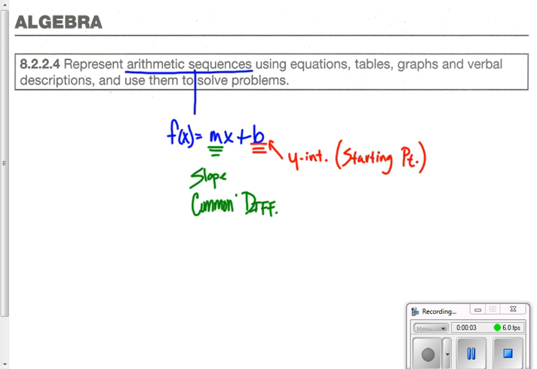8224, represent arithmetic sequences using equations, tables, graphs, and verbal descriptions, and use them to solve problems. Arithmetic sequence, it would be in your formula key there. All that is slope-intercept form, arithmetic sequence. M represents slope, also known as your common difference. B is your y-intercept, also known as a starting point. So you have to start somewhere.